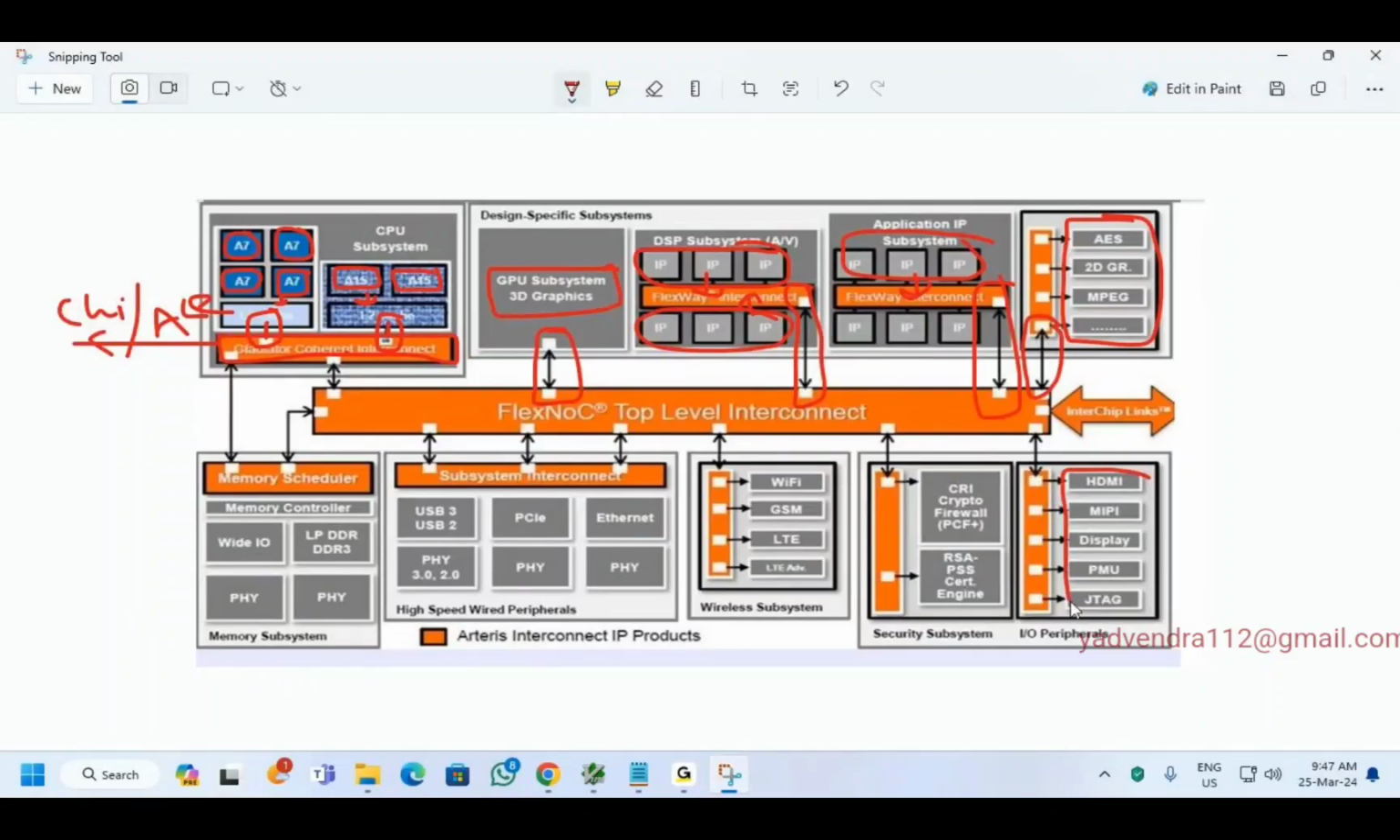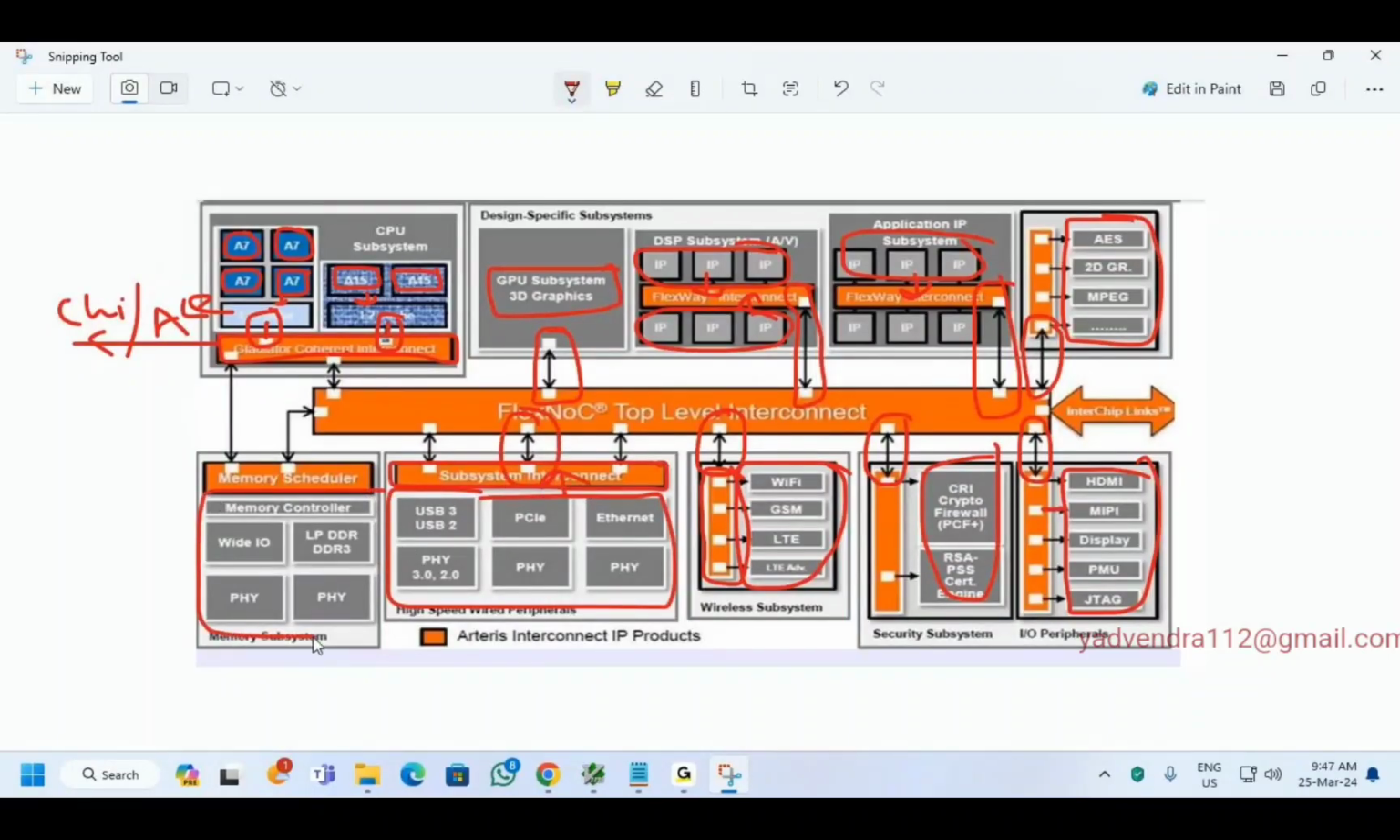All these IPs, your HDMI port, display port, and all these ports, are again connected to the top-level interconnect. Then there are some basic things like crypto and other security blocks, which are connected to the top-level interconnect. Your wireless subsystem is connected to the top-level interconnect through an interconnect developed inside its modules. All the external high-speed peripheral ports, the MACs and serial communication ports, are connected to an interconnect.